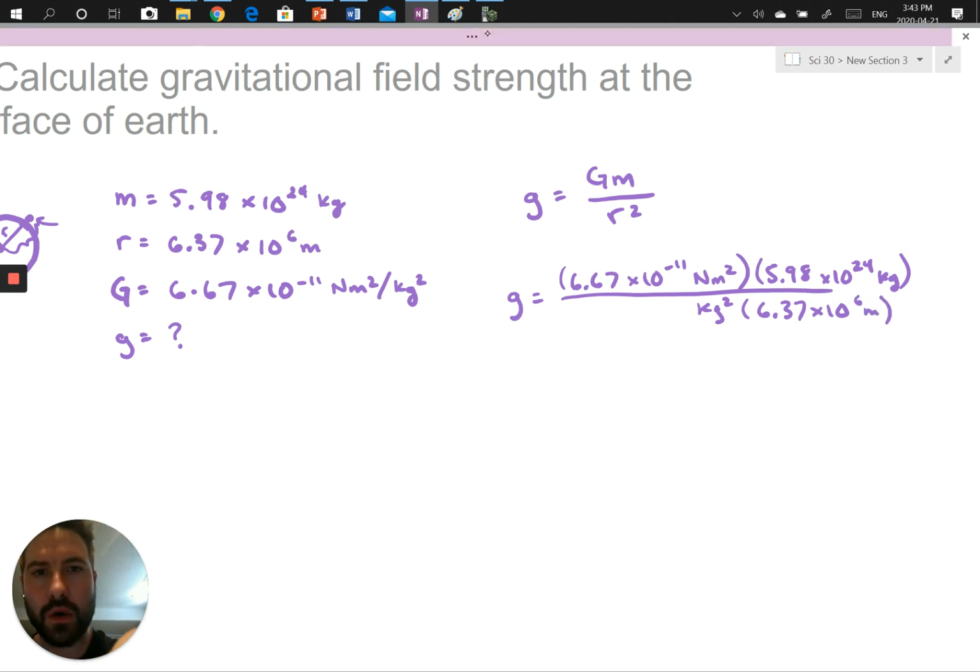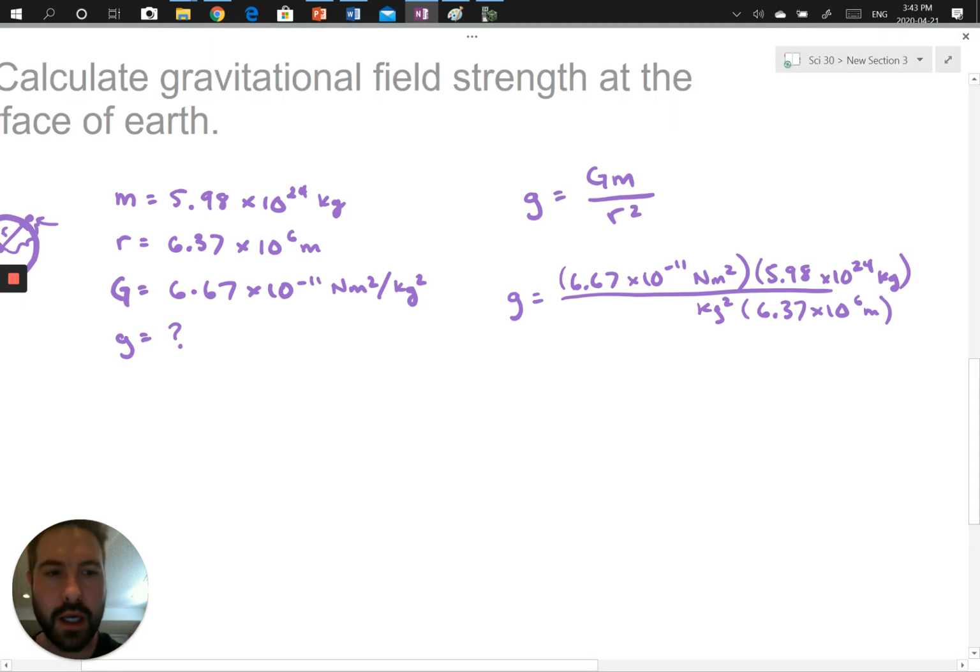So some of you guys might be wondering, why did I put that kilogram squared on the bottom here? Because the unit for this constant is newton meters squared per kilogram squared. So that's why I put kilogram squared on the bottom. And then what we can do is actually cancel out some of the units here. So I have kilograms up here, so I'm going to get rid of one of these kilograms down here so I can get rid of that squared.